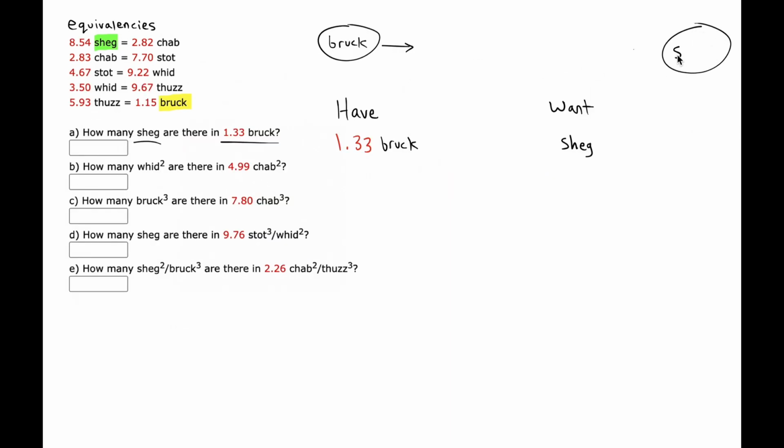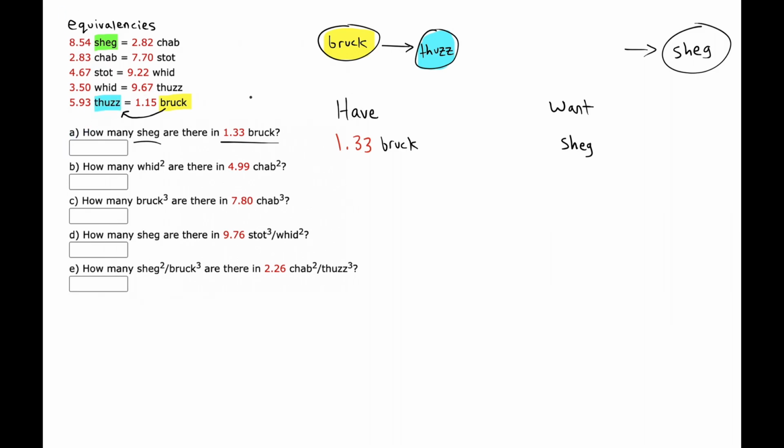Alright, so let's change the flowchart then. It may take several steps to get from bruck all the way to sheg. There's only really one conversion given here that involves bruck. It tells us that we could go to thuz from bruck. So that's going to be like an intermediate step. I'm going to go from the bruck there to the unit of thuz.